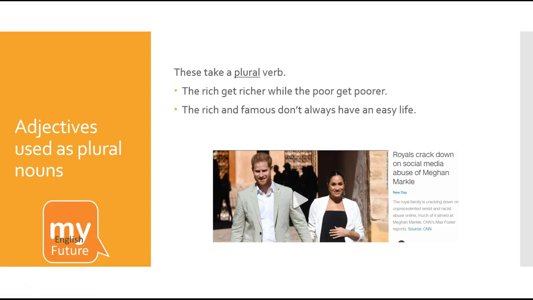This one is also strange but easy. We can use an adjective as a plural noun. The rich, the poor, the rich and famous, plural verb: get, don't always have.